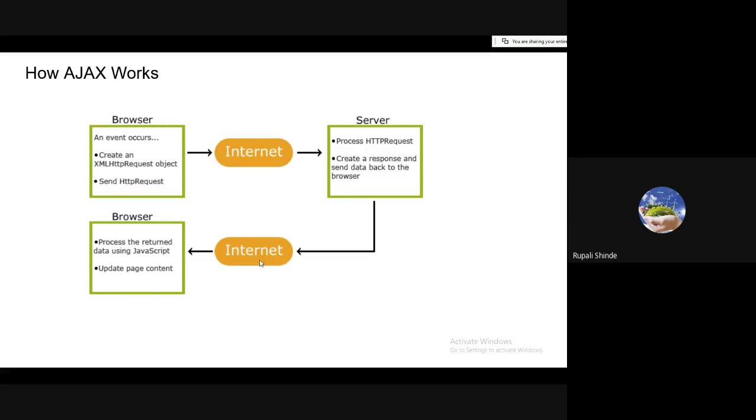Now, how is Ajax going to work? Here, I am going to represent it with the help of a diagram. It is a client-side browser. An event occurs and creates an XMLHttpRequest object. By using that, we create the request and send it via the internet. Now the server processes the HTTP request, creates a proper response and sends data back to the browser via the internet. Now process the returned data using JavaScript and update the page content.